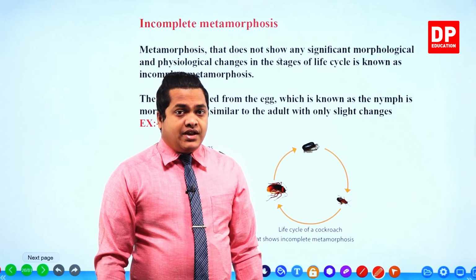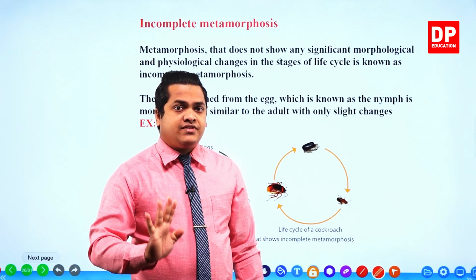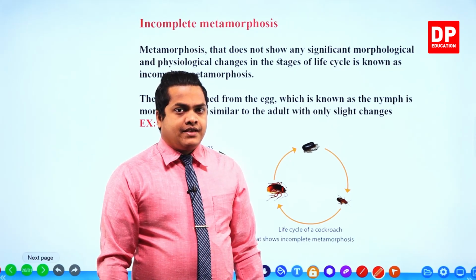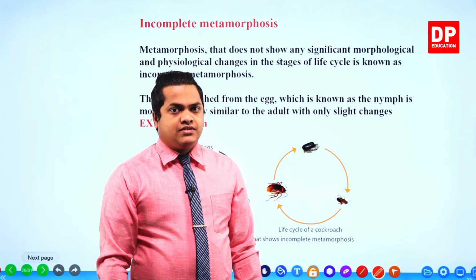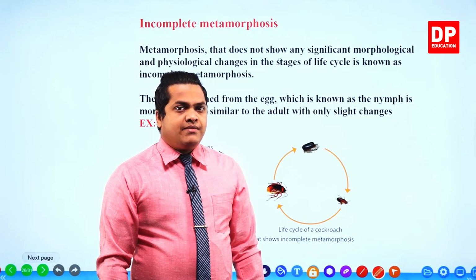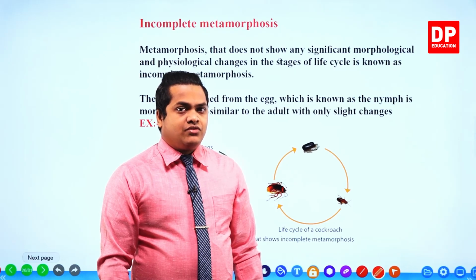Within the complete metamorphosis, my dear children, we could observe 4 different stages within their life cycle. Complete metamorphosis can be observed mainly in amphibians and insects like the mosquito and butterfly.